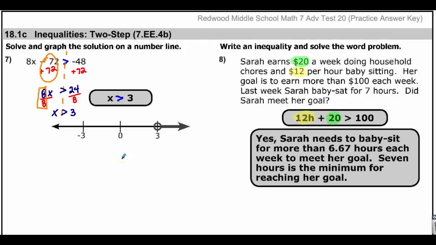That does change. If she has to spend 5 hours babysitting, she makes more money than if she spends 3 hours. Not like the chores. If it took her 5 hours to do her chores, she gets paid the same amount as if it took 3 hours to do the chores. That's the difference between a constant amount and a variable amount. So you'd take away the 20 from each side, you divide what's left by the 12, and you get down to Sarah needs to babysit more than 6 2/3 hours each week if she's going to make her goal.